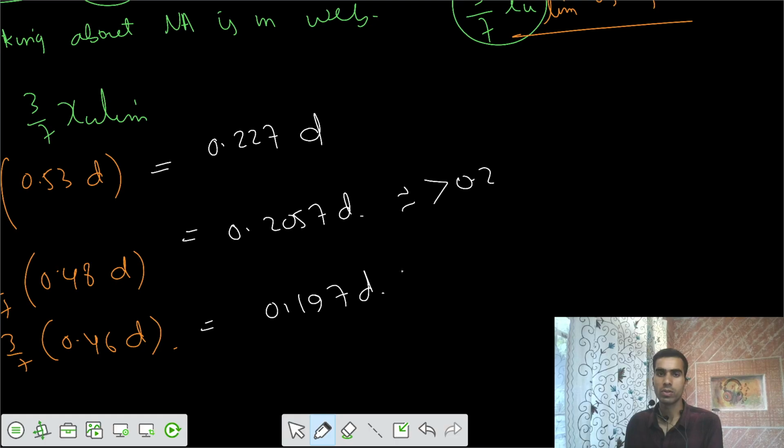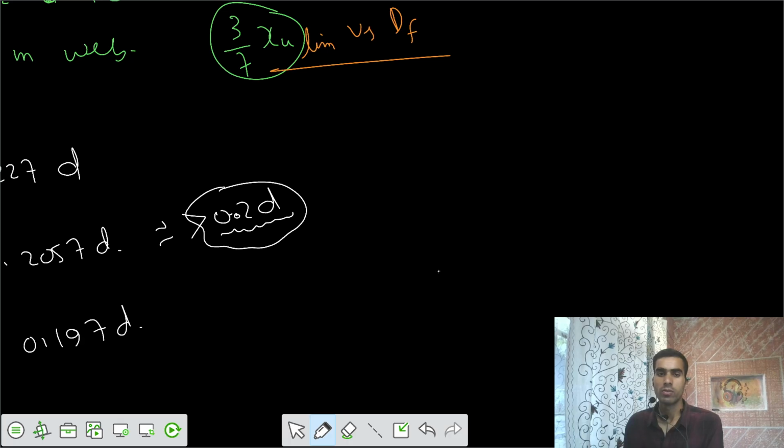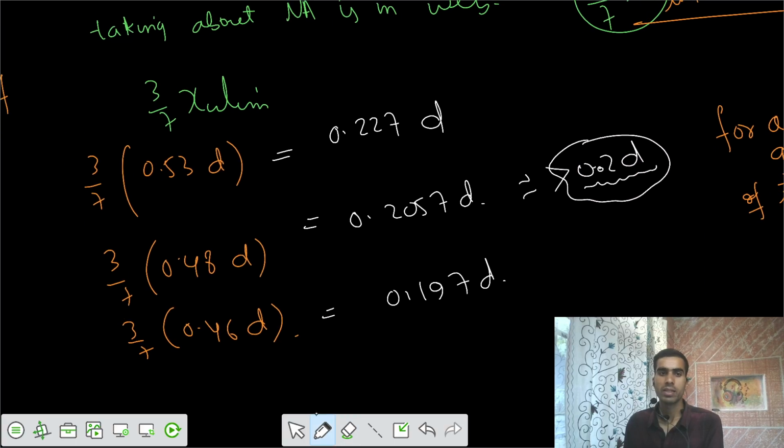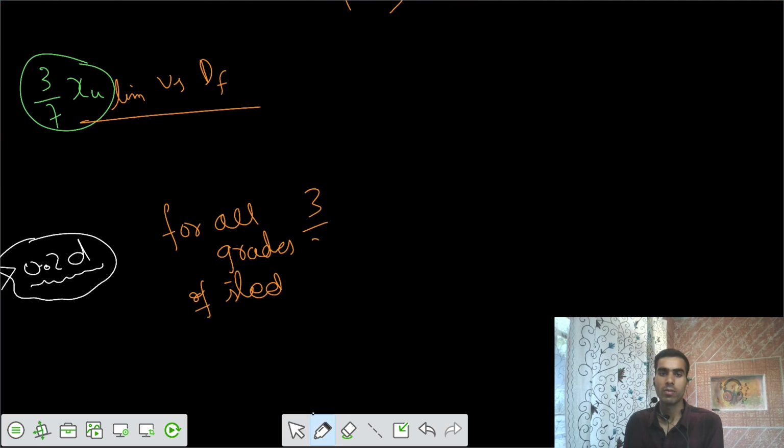Can I say this is almost greater than or equal to 0.D, because we are going for the critical value. So I would say for all values, for all grades of steel, this was your XU limiting. This 3/7 of XU limiting comes to be almost equal to 0.2 D.